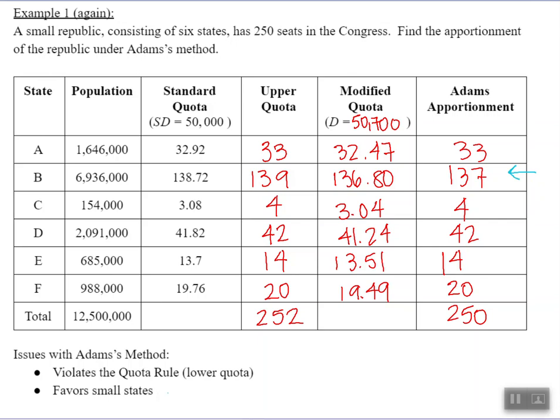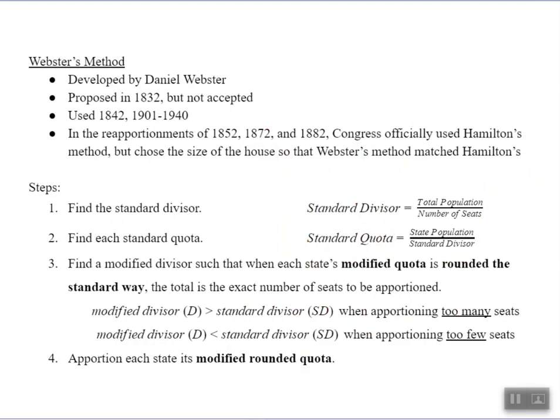The last method we're going to look at is Webster's method. This was developed by Daniel Webster, who again was a congressman from Massachusetts. He proposed it in 1832, but it was not accepted. It was, however, used in 1842 and in the early 1900s.